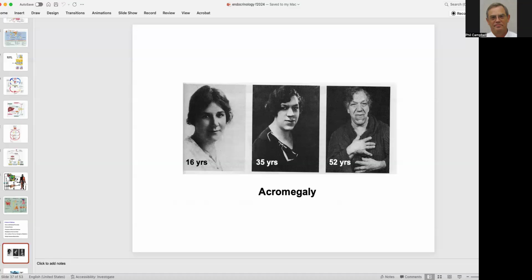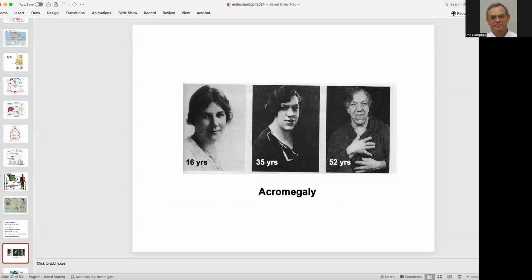So growth hormone isn't just involved in growth. How does this happen? Usually, not in all cases, but usually there is a benign tumor either in the pituitary or the hypothalamus, which is stimulating an overproduction of growth hormone.